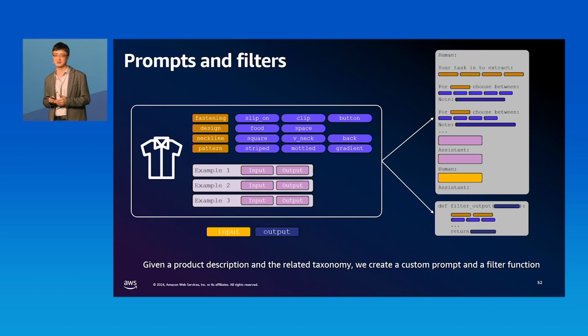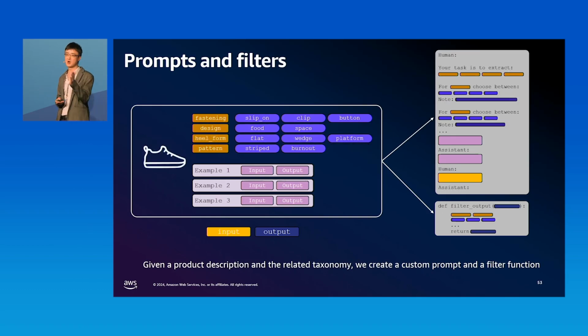It is sufficient to have a configuration file that contains the taxonomy of the category and some examples. We then have a script to come up with the prompt and the post-processing filter function, allowing us to effectively extract the product metadata for products in that category. When we switch from products in one category to another, the overall extraction pipeline stays the same. Only the category-specific parameters need to be changed.